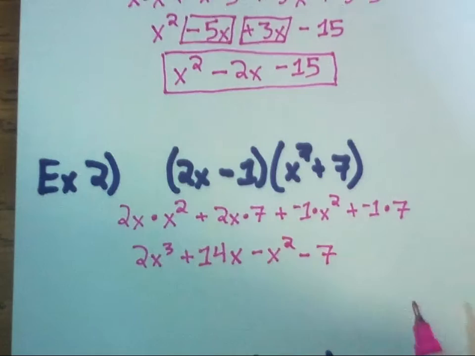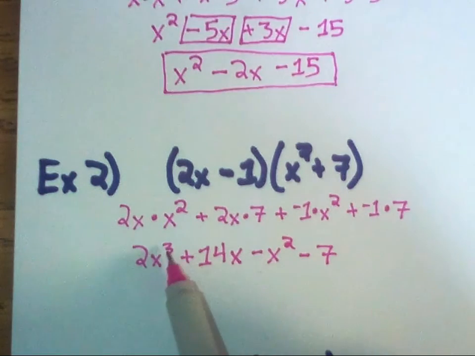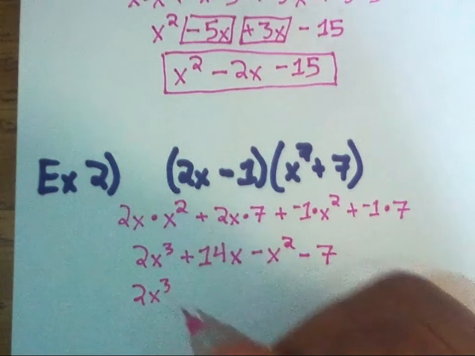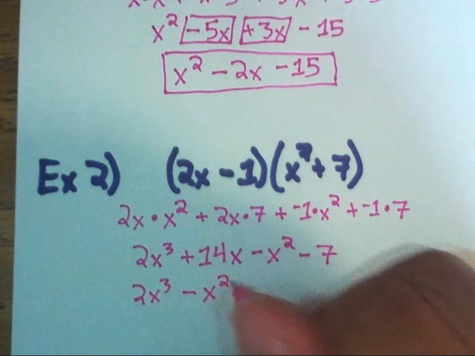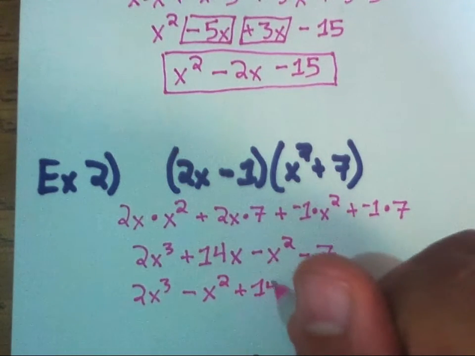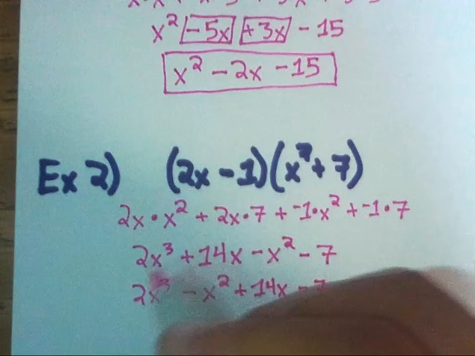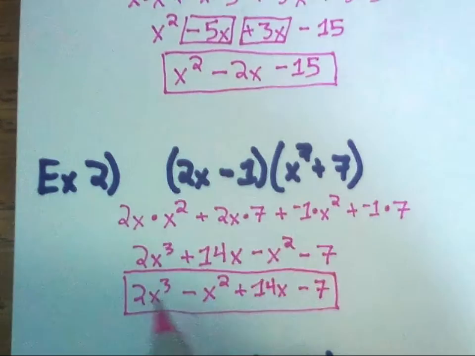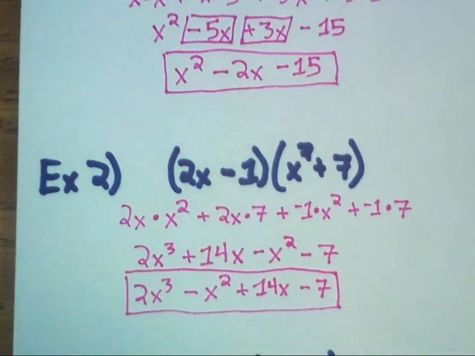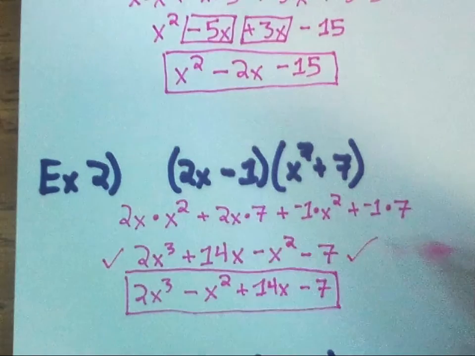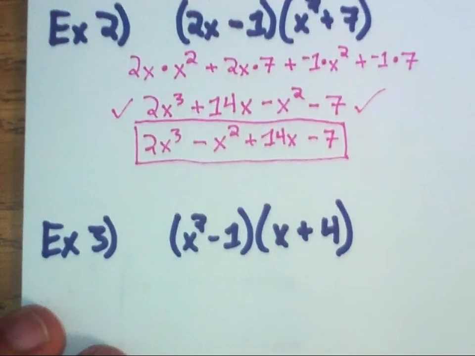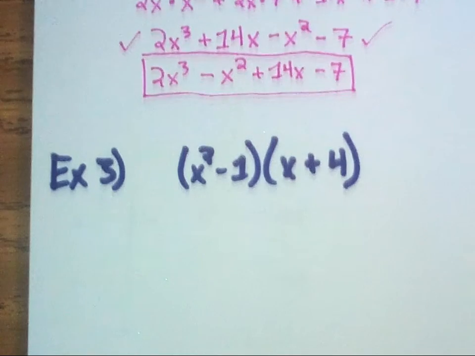The only little detail I might see is I would switch these around just so that the exponents go in descending order. So this would be 2x cubed minus x squared plus 14x minus 7. Now, some teachers might be picky and say you absolutely have to do it this way where the exponents go down like that. I would have been okay with this line as well. I'm not that picky. Let's take a look at one more example so we can see how the FOIL method really works, just to get used to it some more.